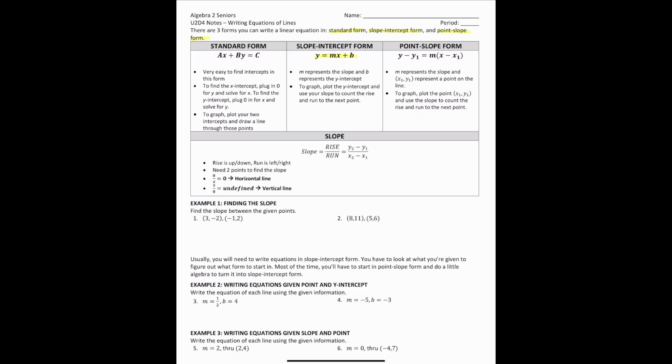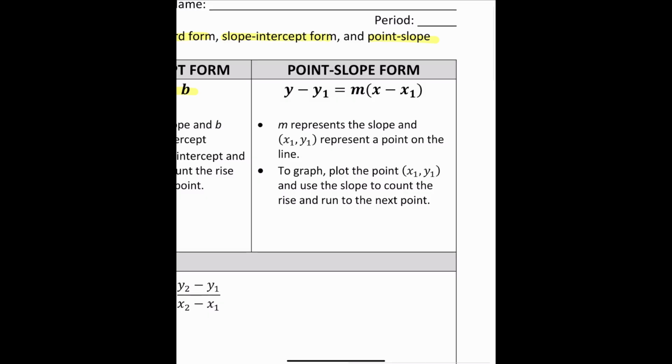One thing that I want to stress is that you leave y alone and x alone. The only things that you can change are the y1, m, and x1. Those are the variables that you are going to replace, and then simplify and solve for y so that you get y equals mx plus b at the end.